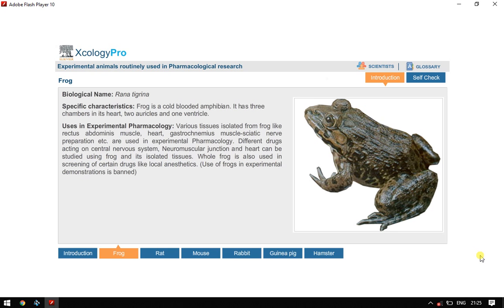Different drugs acting on central nervous system, neuromuscular junction, and heart can be studied using frog and its isolated tissues. Whole frog is also used in screening of certain drugs like local anesthetics. Use of frogs in experimental demonstrations is banned. Common strains used: Rana esculenta, Rana pipiens, and Rana temporaria.